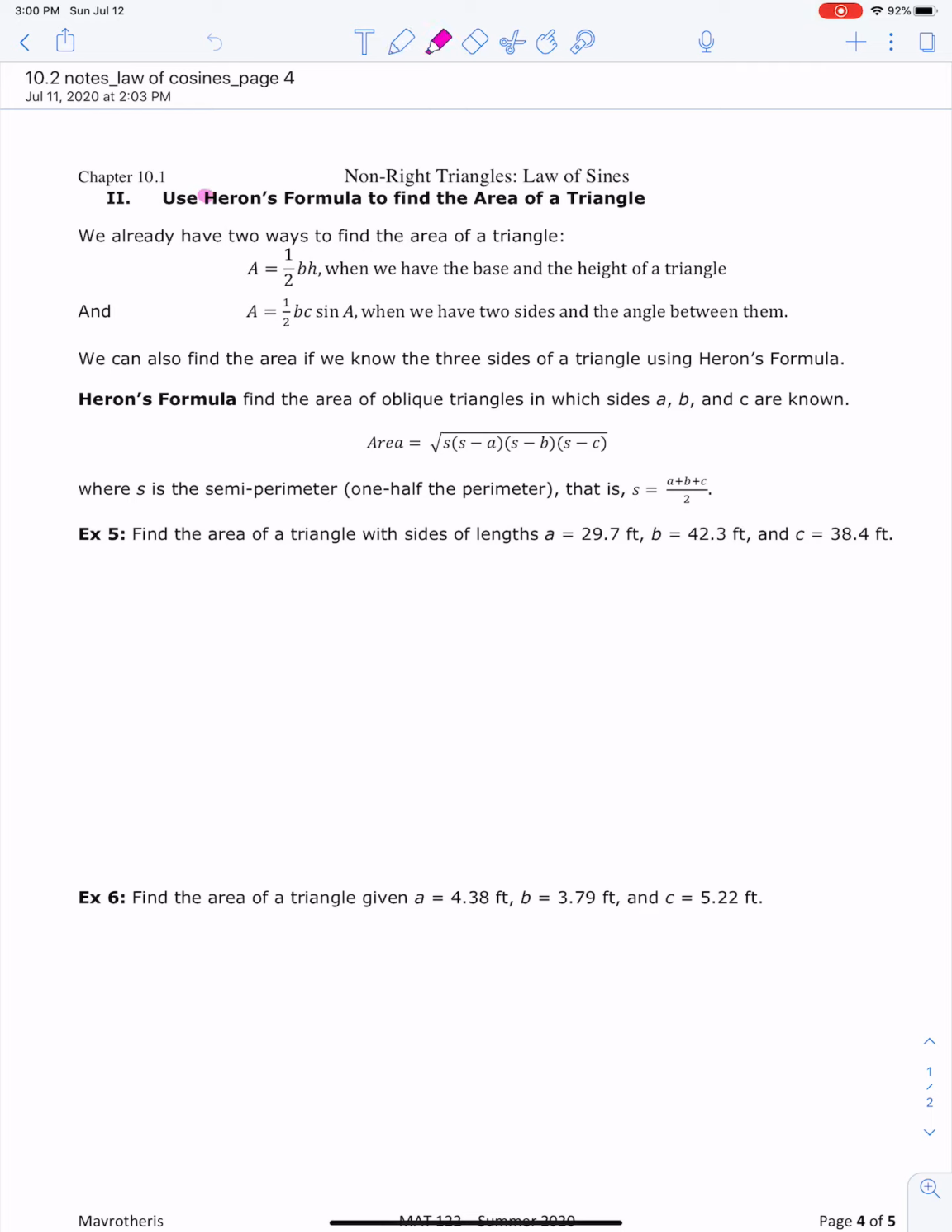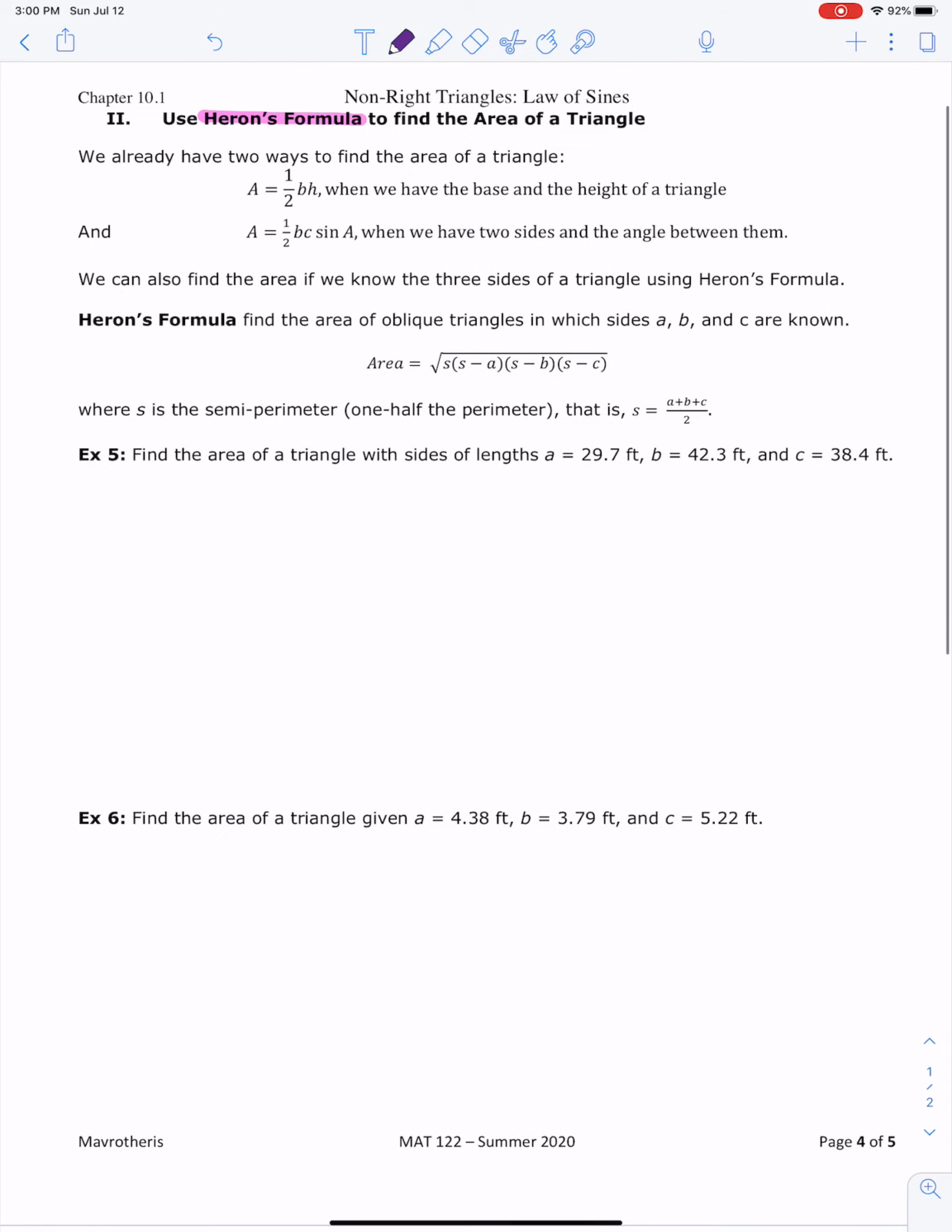Now, in the last section, we used a formula for area of a triangle that involved the sine. Here, where we use Heron's formula, we don't use cosine. We are just going to lump it in with the law of cosine section, though. So Heron's formula, so back up a second. We've looked at 2 ways to find the area of a triangle.